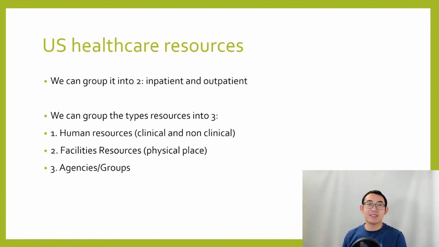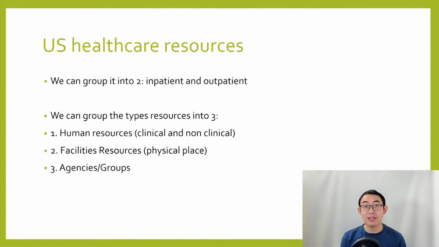And what about the agencies or groups? Typically this would be something like adult protective services. If you study for the USMLE, you're probably already familiar with some of this. Adult protective services, child protective services. And also insurance companies kind of count as agencies. They are still really part of the US healthcare system. So those are inpatient. Outpatient is very similar, but there are some extras.